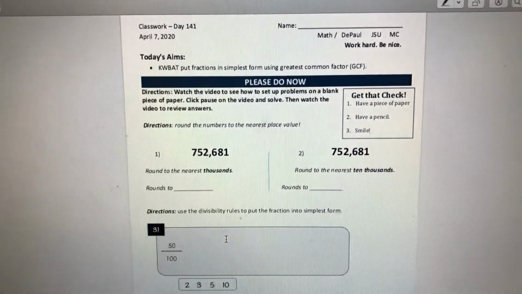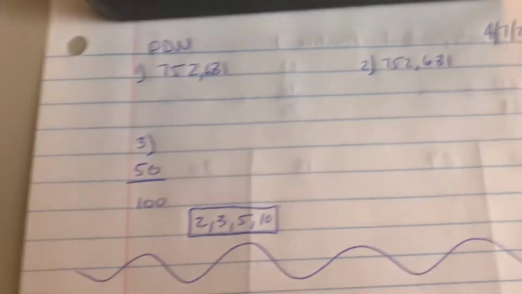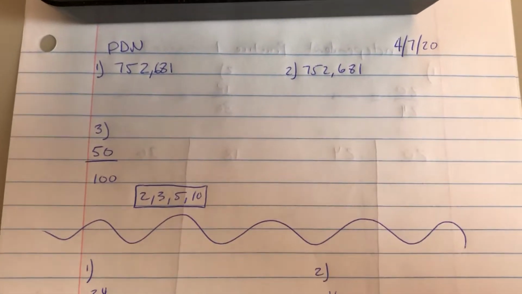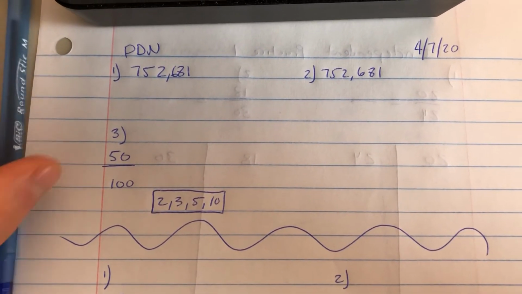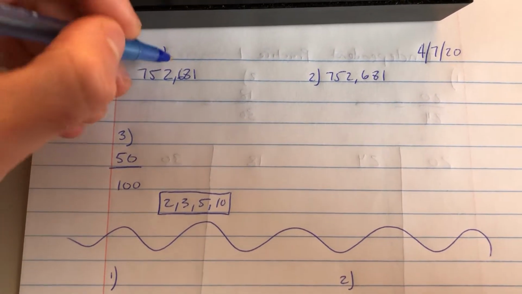But first, we're going to go over the three problems of the PDN before we look at some notes and do some examples together. Looking at how our page should look, we're first rounding the same number as yesterday, 752,681 to the nearest thousands.